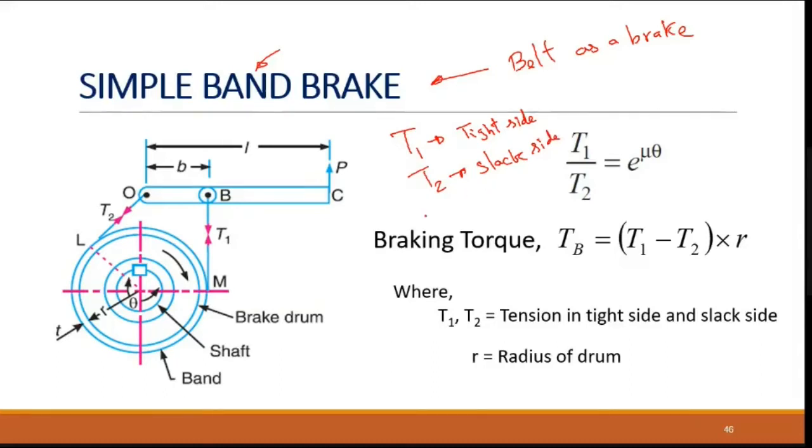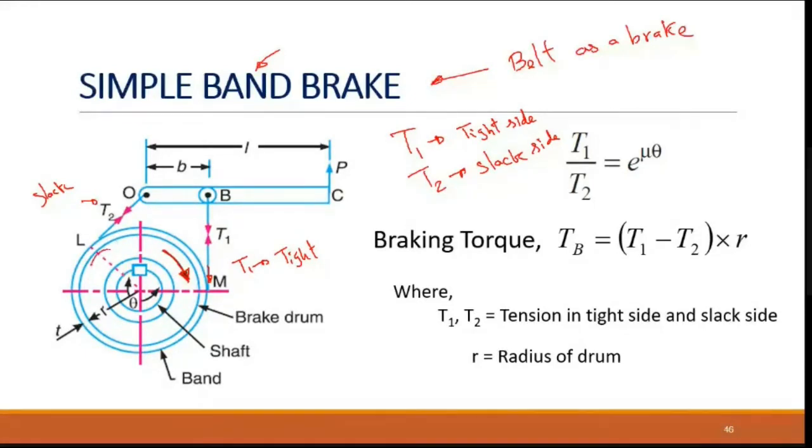It depends on the rotation. For example, if this is rotating clockwise, it first makes contact and pulls this belt. So this side, T1, will be the tight side, and T2 is this slack side. So it depends purely on the rotation.